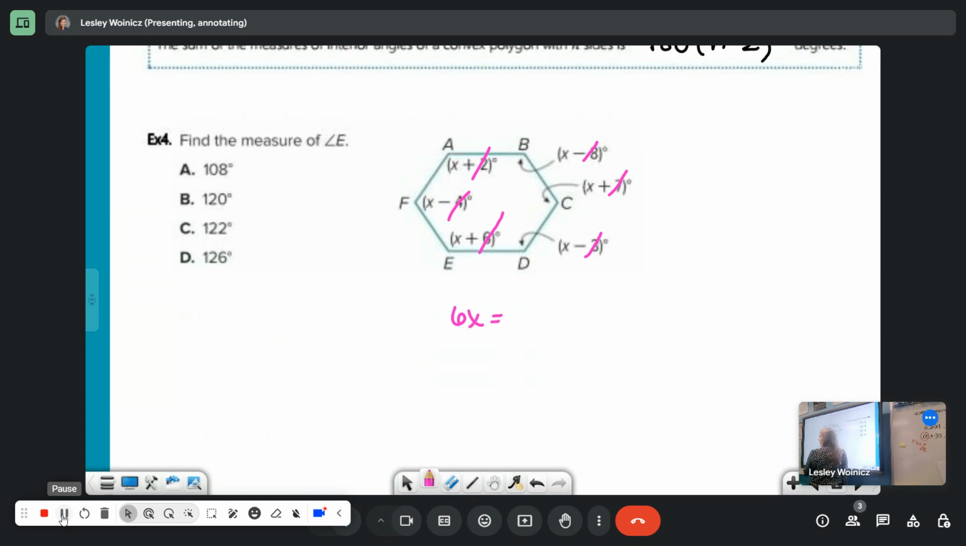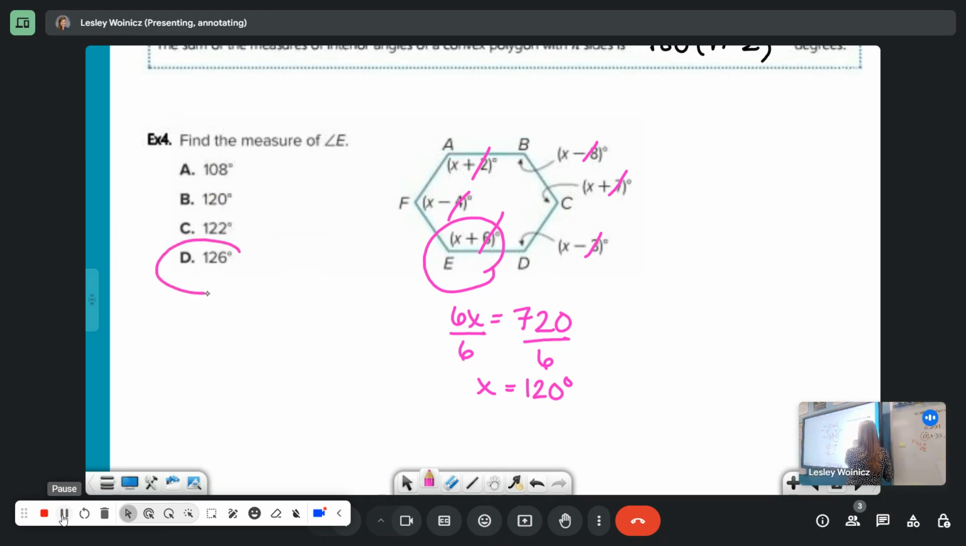What did you guys tell me, 720? Yes. Uh-oh. What is it? Okay, so when we divide both sides by 6, we get 120, and then we want angle E, so we still have to add 6. Good catch. Sorry.